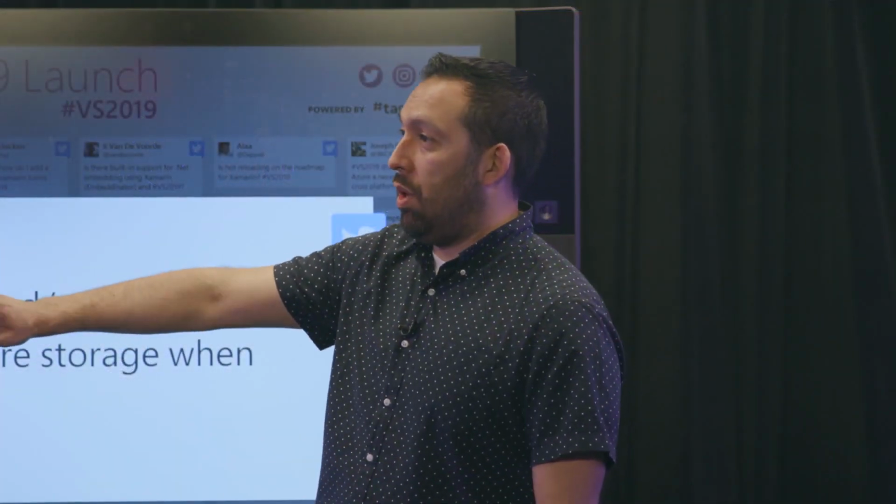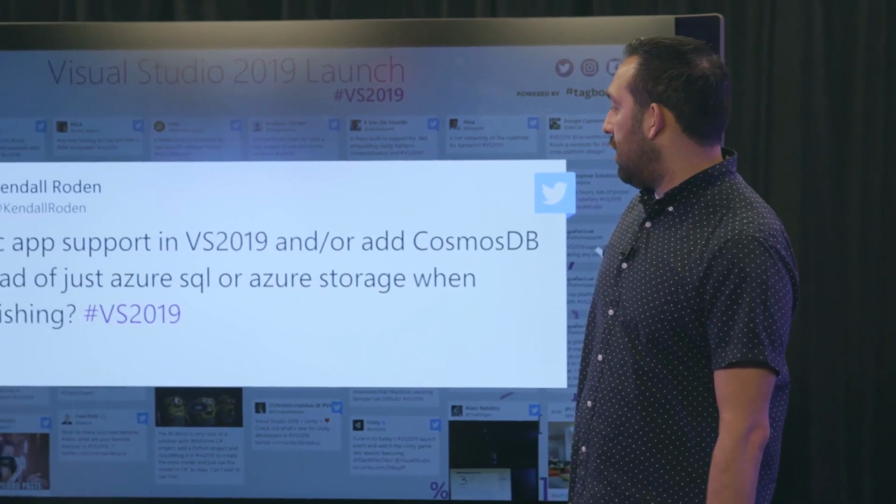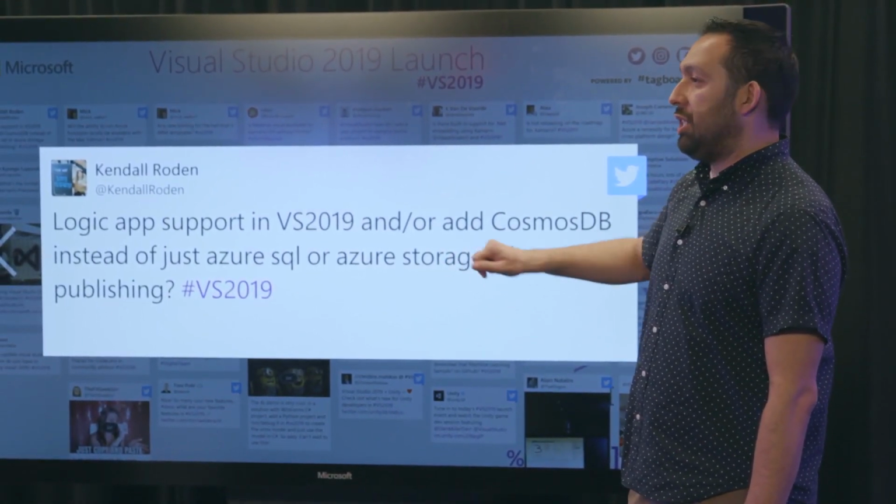So one more question, and then we'll wrap up if that's okay. From Kendall: Logic App support in VS 2019 and/or add Cosmos DB instead of just Azure SQL or Azure Storage when publishing. Is this something that we'll be able to do soon? I can answer the question. It's kind of two parts. There are extensions for building Logic Apps for Visual Studio already today, so those should work. They're just a separate acquisition from the Visual Studio extension gallery.